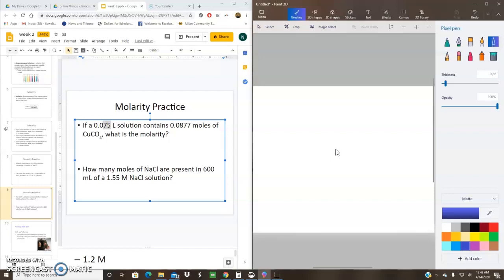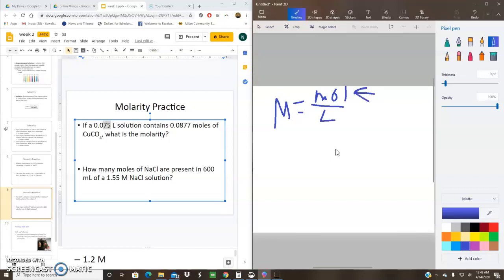So, last problem. How many moles of NaCl are present in 600 milliliters of a 1.55 molar NaCl solution? Well, this is where things get a little bit more complicated because we're not solving for molarity. Remember, we have molarity is equal to moles over liters.